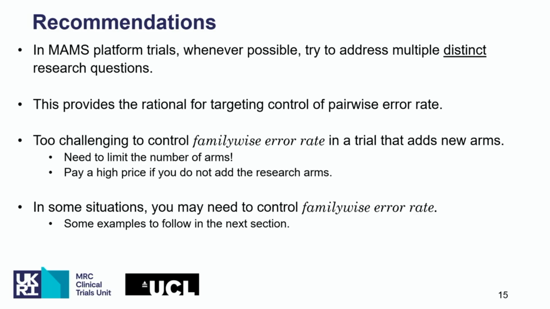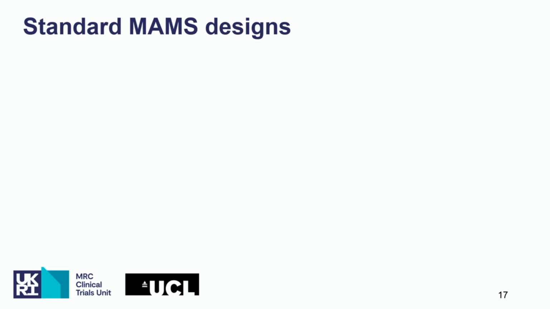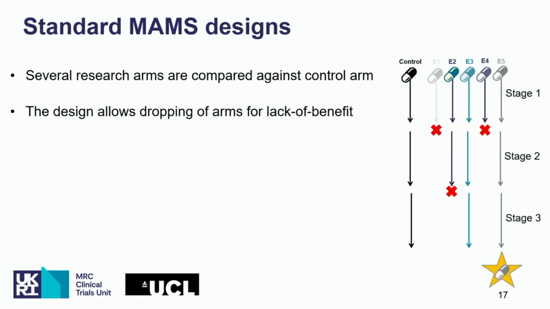But in some situations, we all know that in practice, things are not as simple as we think in theory. Some situations, you need to control the family-wise error rate, which is the next part of my talk, which I now move on to the MAMS selection design. I think we are familiar, as Max was suggesting, with the standard MAMS design. You compare several research arms with a single control, and you have stopping boundaries for lack of benefit.